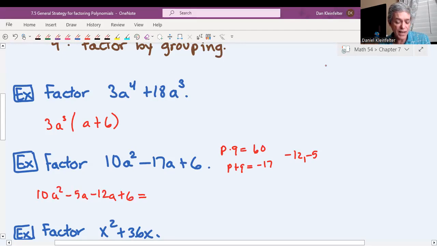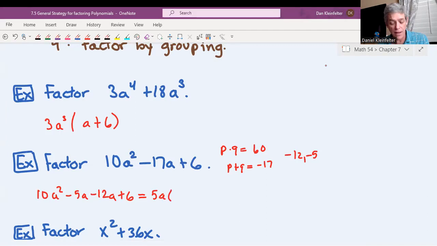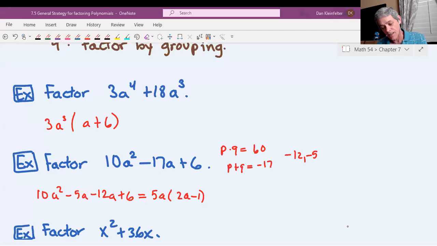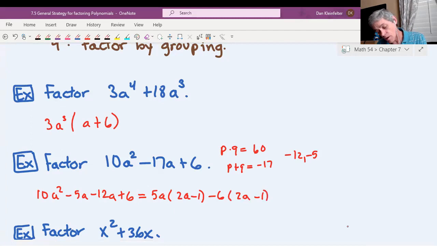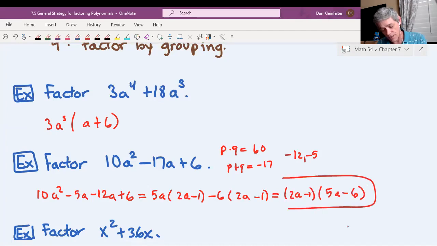10a squared minus 5a, we can factor out a 5a. And when we do, we'll be left with 2a minus 1. And then for negative 12a plus 6, all right, let's try that again. We're going to factor out negative 6 from our second 2 terms, and that'll leave us 2a minus 1. Now factoring out that 2a minus 1 common factor, we'll have 5a minus 6. And that will finish it.